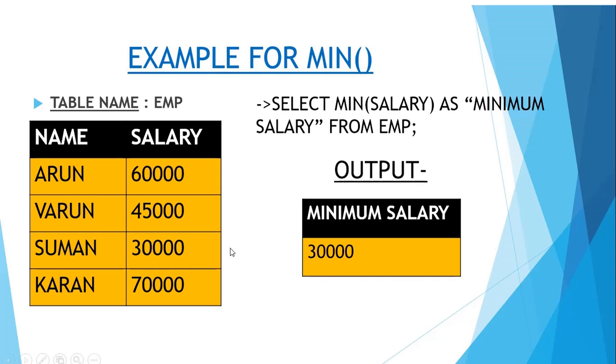Looking at the example, we have the same table with the names and respective salaries. We have the code select min salary as minimum salary from EMP. So from the column name salary, we are going to select the minimum, which is the least amount, as minimum salary from table name EMP. Here we get the output as 30,000 because out of all the 4 numbers, 30,000 is the least, and that is why it is the minimum salary.